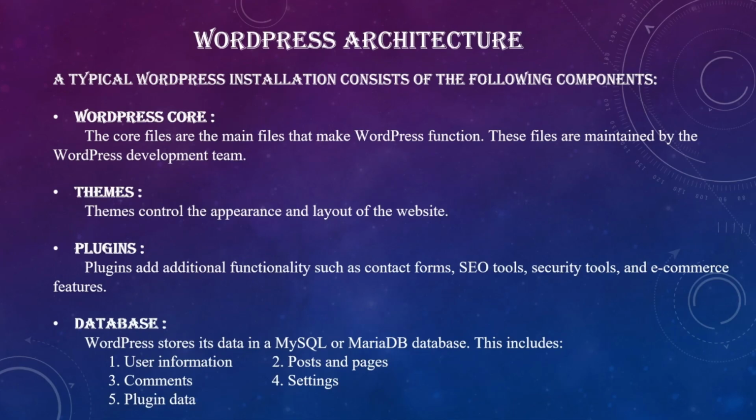Our next topic, database. The database of WordPress is mostly MySQL and MariaDB databases. It includes posts, pages, comments, settings, plugins, and more. While WordPress core, themes, and plugins control how the site works and looks, the database stores the actual content and settings of the website. WordPress mostly uses MySQL and MariaDB as its database system.